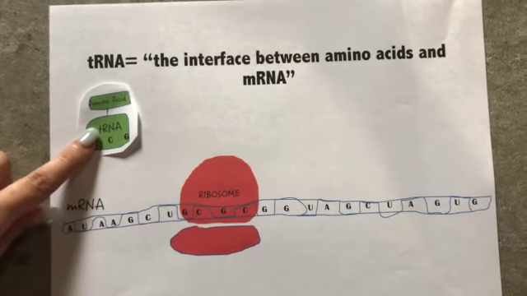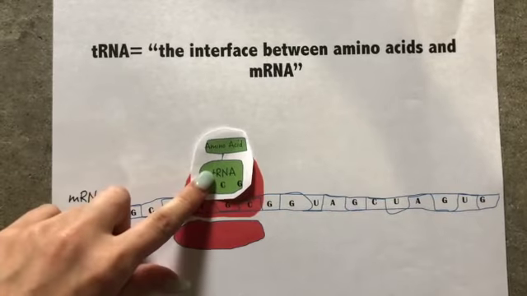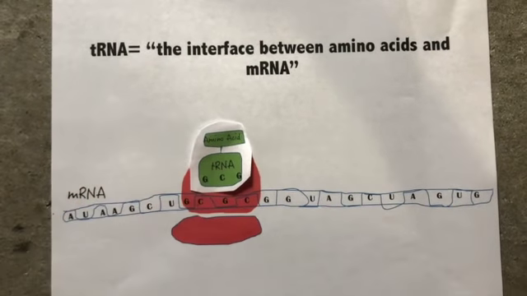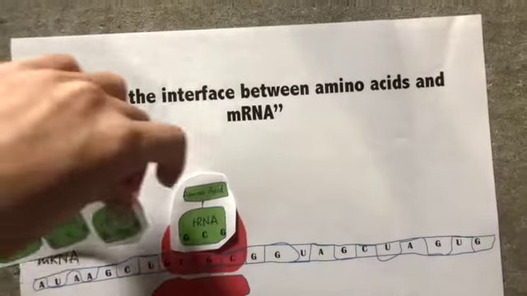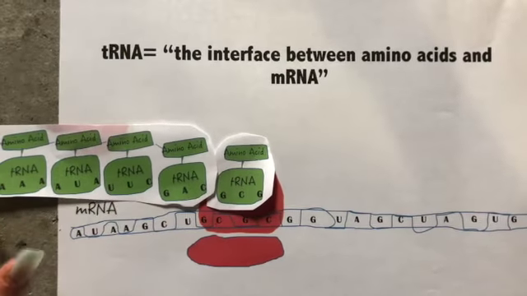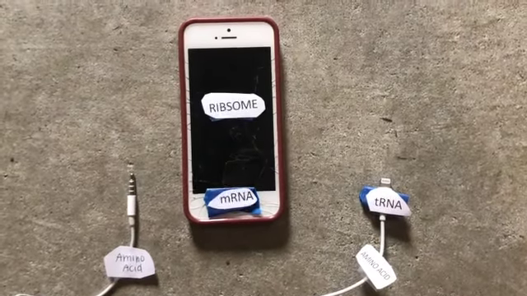So here we have our tRNA with the amino acid. It'll go to the corresponding codon, and it has the anticodon, and it'll eventually make a polypeptide chain of amino acids. Let's look at a technological analogy.